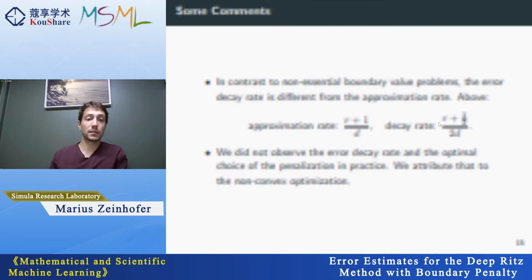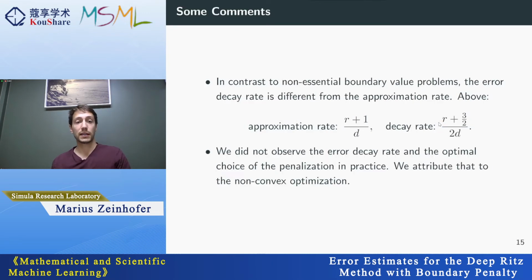And some comments on that theorem. So in contrast to the non-essential boundary value case, the error decay above is different from the approximation rate. The approximation rate the theorem yields is, I've cheated a bit here with the logarithmic factor for the ReLU, but for ReLU squared, it would be essentially this. So this is the approximation rate in H1, but we get an error decay rate of R plus 3/2 divided by 2d, which is slower, and that's what you pay for the boundary penalty.